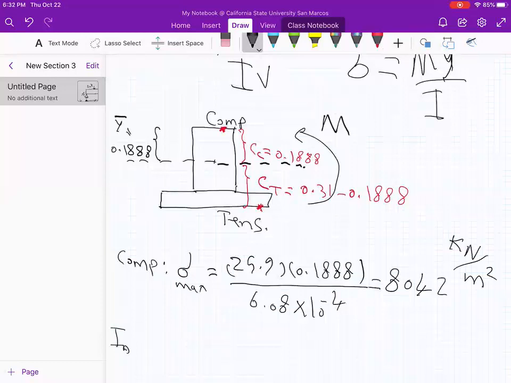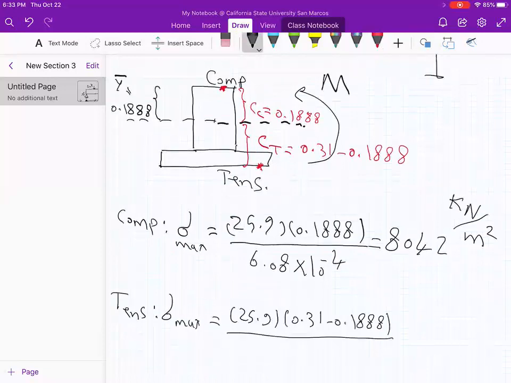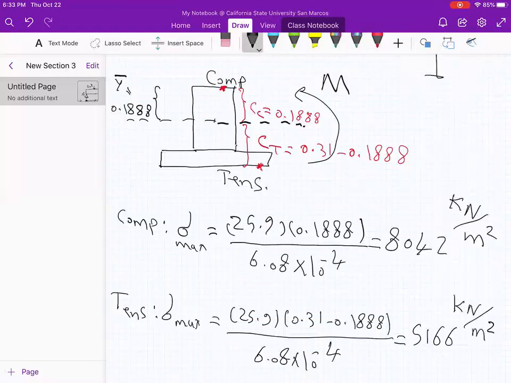For tension, let's find sigma max. M is 25.9. I didn't find this distance; just let me write it like that, but you can find it with your calculator. I got 0.1212 for that distance. Yes, it would be 5166. And now we have a very, very important additional step.